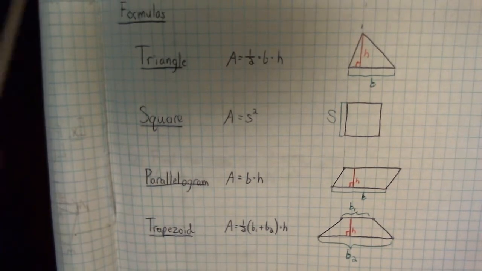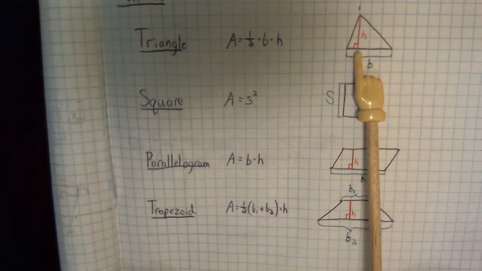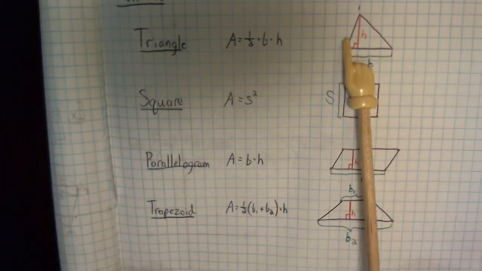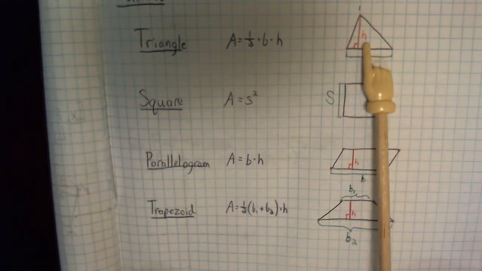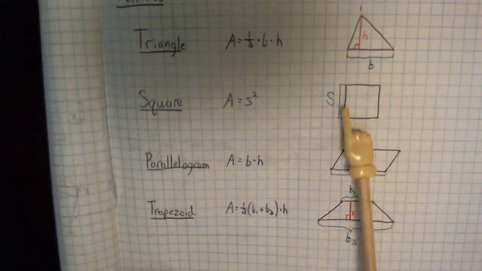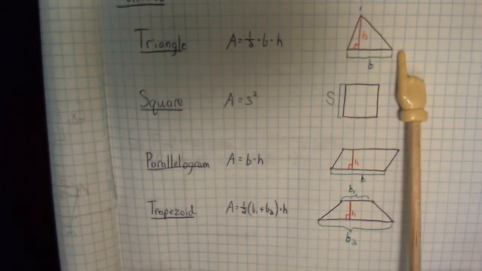What you notice, hopefully, is that our base and height are labeled, but what I'm really concerned with is that you see that our height is always going to be perpendicular to our base. That's going to be the truth for all of these shapes. Our height is always perpendicular to the base.